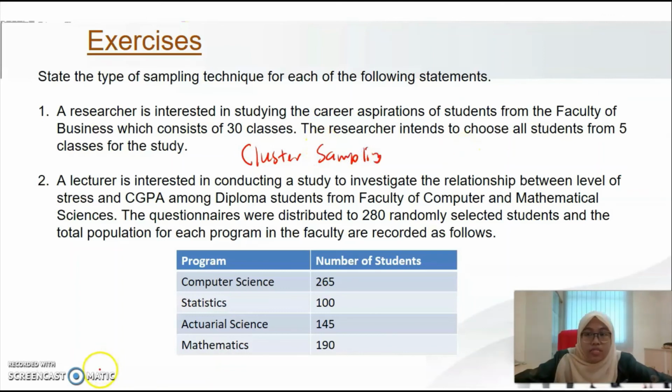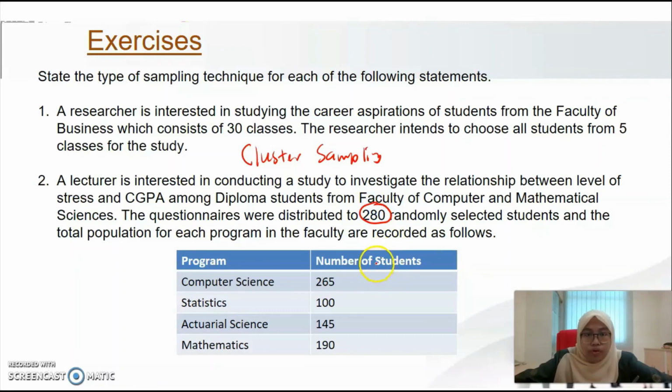Question 2: a lecturer is interested in conducting a study to investigate the relationship between level of stress and CGPA among diploma students from the Faculty of Computer and Mathematical Sciences. The questionnaires were distributed to 280 randomly selected students, and the total population for each program in the faculty is recorded as follows. So the sample is only 280 students.